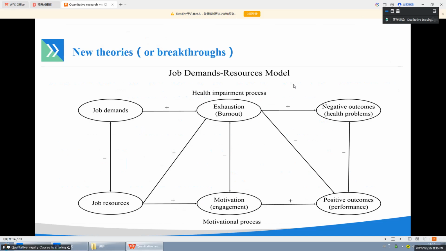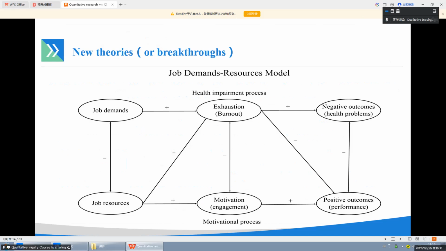You can see the minus in the framework. Minus means negative. For example, job resources are a negative predictor of exhaustion, which means what? When you have adequate resources, it will reduce your burnout. When you have adequate resources, this plus, it will increase your work motivation, work engagement. When you have high levels of job demands, it will result in your burnout. So the minus and plus represent the relationships.